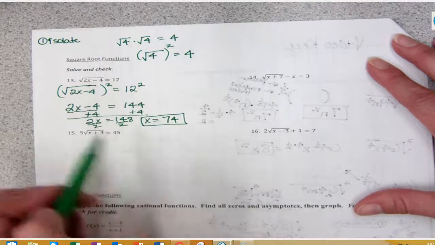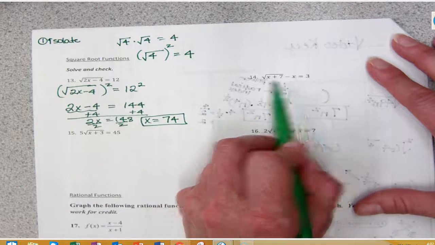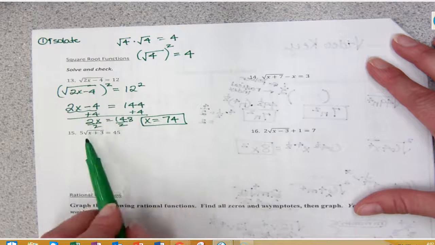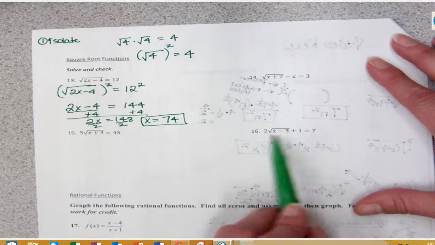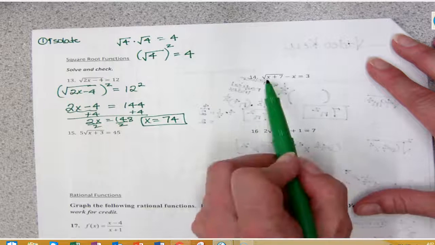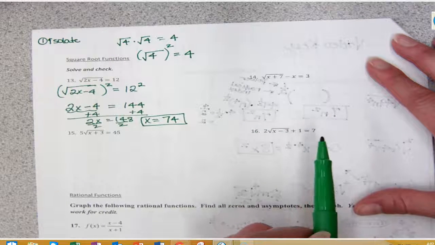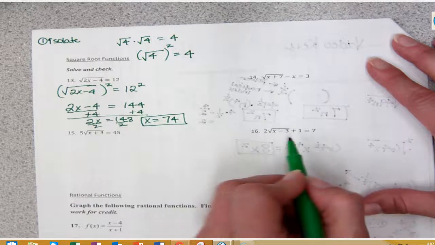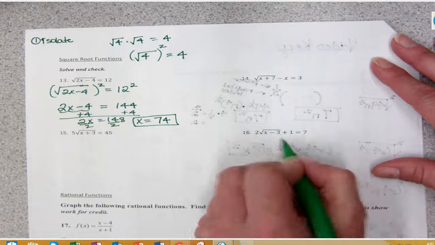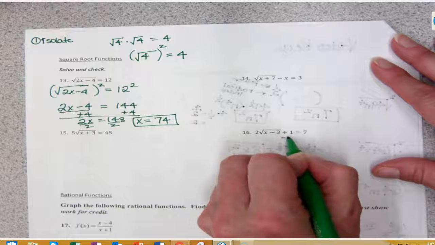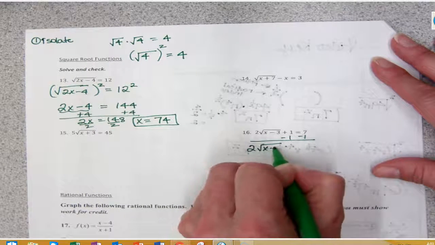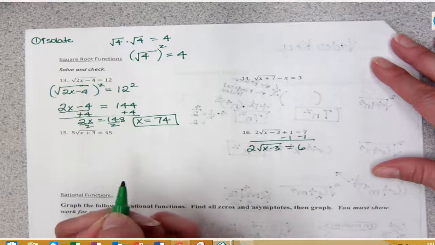Now, these are the same, except you're going to notice that here you've got a square root minus x. This you've got a number in front of that. This you've got all this going on. So you're going to need to get this square root by itself. Let's do this one real quick, and then we'll do that one, because that one is a little more complicated. So to get the square root by itself, first you're going to subtract 1 from both sides, and I'd be left with 2 times the square root of x minus 3 equals 6.